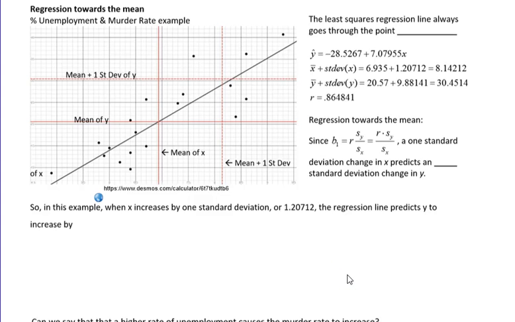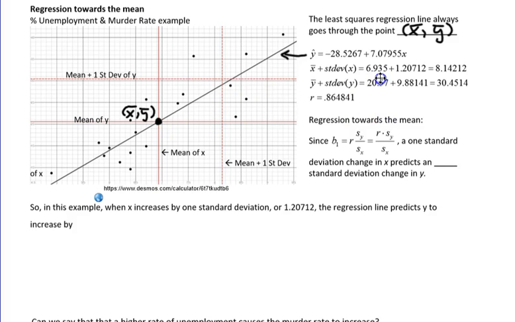Okay, this video is about regression towards the mean, and we're going to use these formulas that we just worked with to help develop this concept. First of all, just a reminder that the least squares regression line always goes through the point x bar, y bar. I mark that point on this graph. So this graph is the graph of the data that we just were talking about, the unemployment rate and murder rate example. There's the equation of the line. Notice I have this point marked where we have the mean of y and the mean of x. So this is the point x bar, y bar. And the regression line always goes through that point.